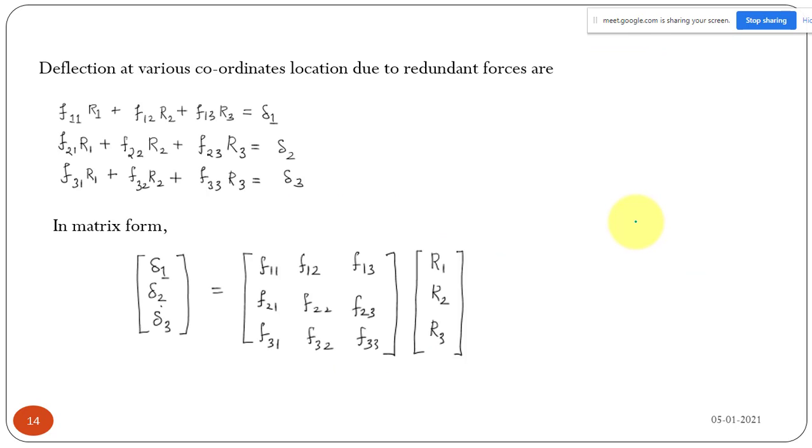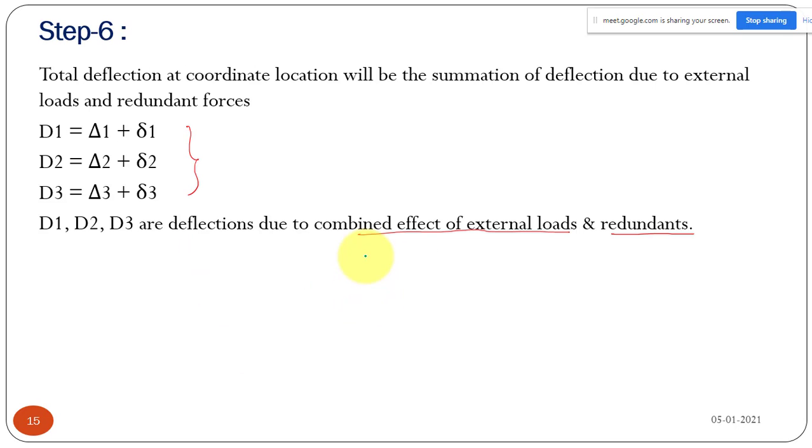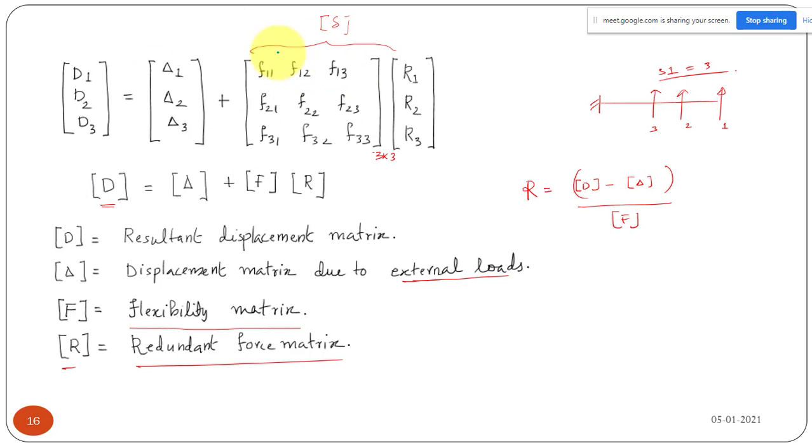Okay, so you can just go through these slides. It is very easy to understand. The deflection at various coordinate locations due to your redundant forces are F11 R1 plus F12 R2 plus F13 R3 equal to delta 1, similarly delta 2 and delta 3. Already explained. This we can write in the form of a matrix. Then we can substitute here to get your resultant deflection delta d1, d2, d3. And this matrix is finally your flexibility matrix.